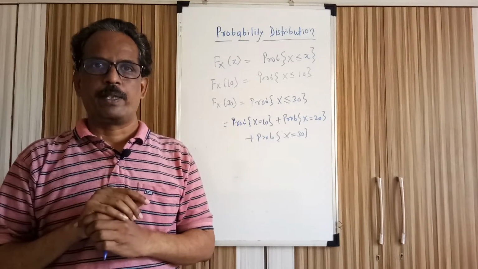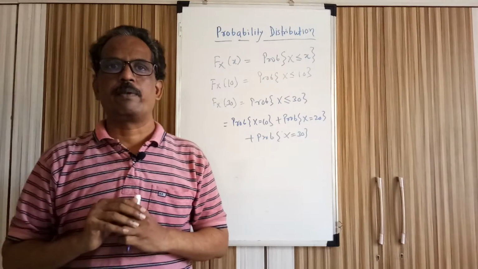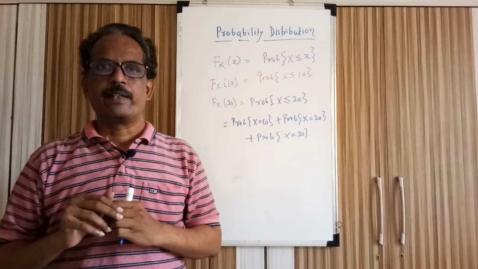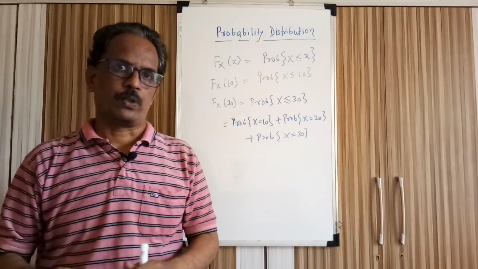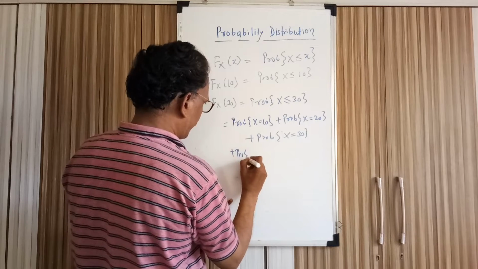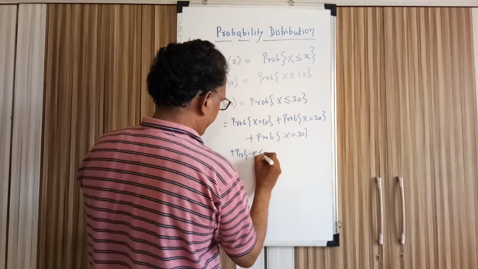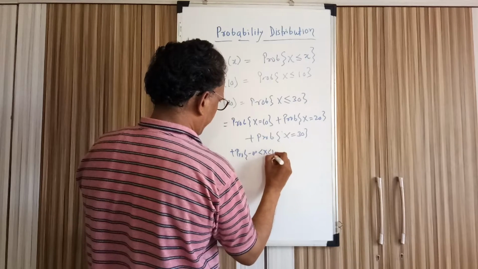Value taken by the random variable between 10 to 20 is 0. Value taken by the random variable between 20 to 30 is 0. So through all those values, what I am saying is other values also we can write, and that is minus infinity to x less than 10.